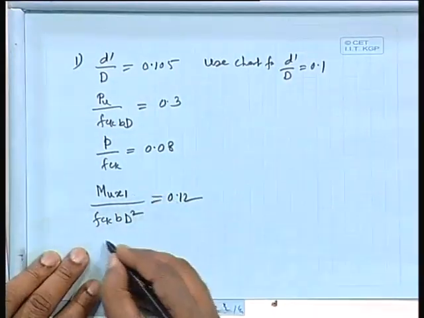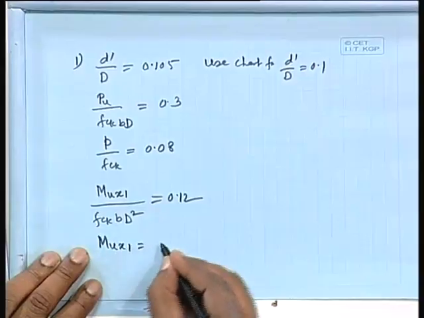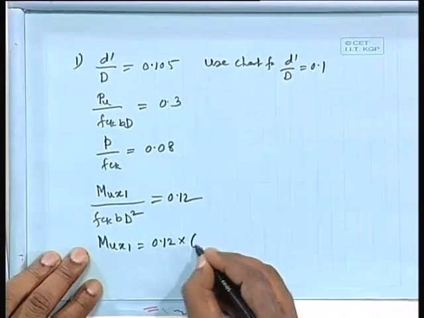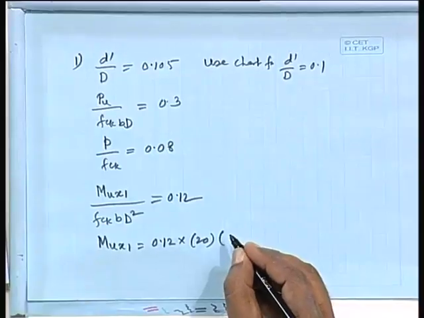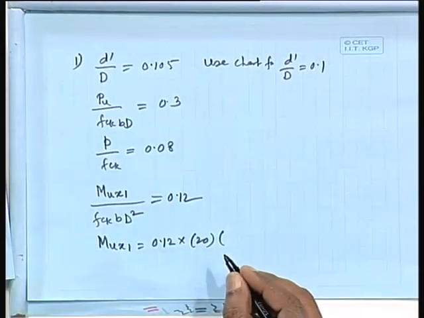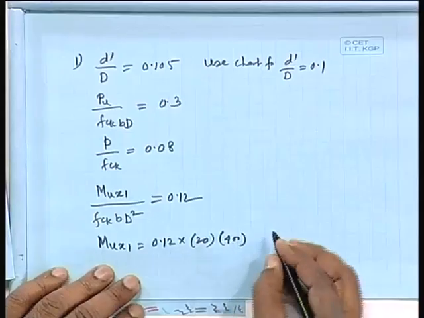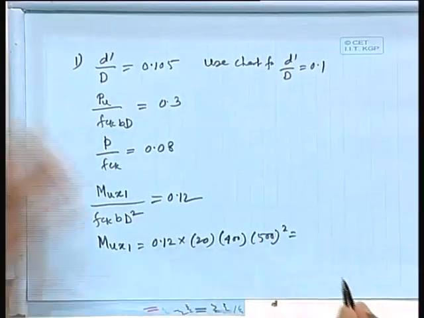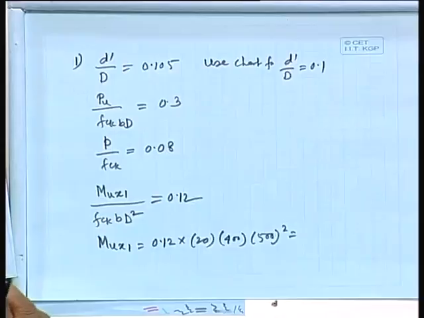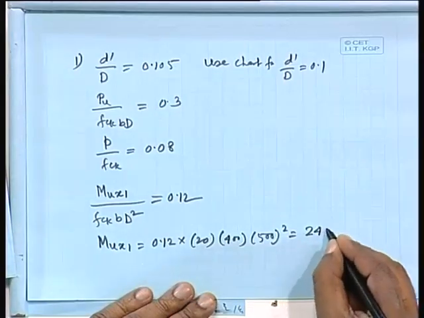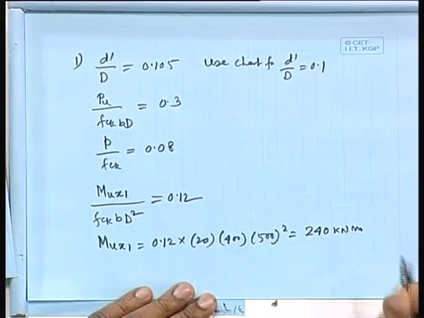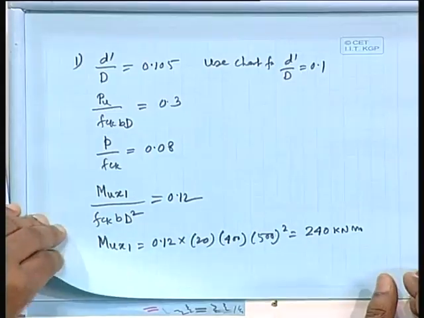So what is the value of MUX1 then? Equal to 0.12 times 20 times 400 times 500 square. So 500 into 500 into 400 into 20 into 0.12, so 240 kilonewton meter. Similarly, I can try for the other one.